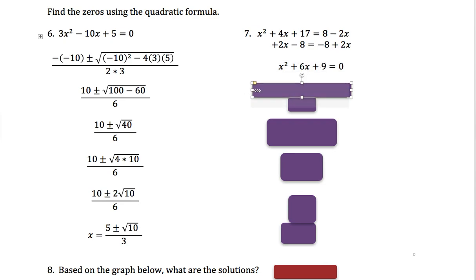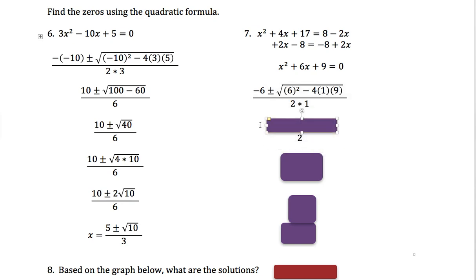So we're going to have our negative b value, so negative 6 plus or minus the square root of 6 squared minus 4 times 1, because that's our a value, times 9, because that's our c value. And then in the denominator, we will have 2 times 1. We need to go ahead and simplify everything. The negative 6 is going to stay the same. 2 times 1 is just 2. So in our denominator, we'll just have a 2.